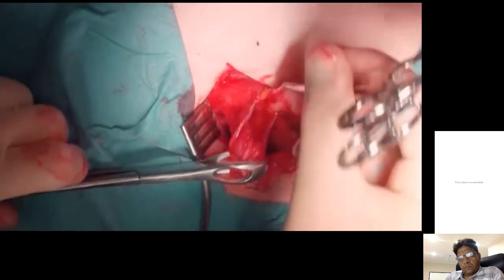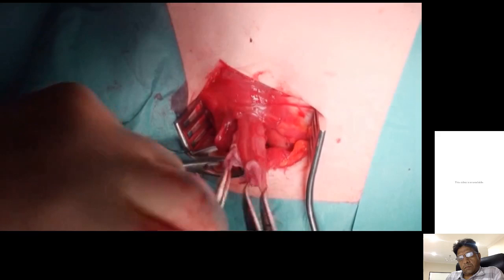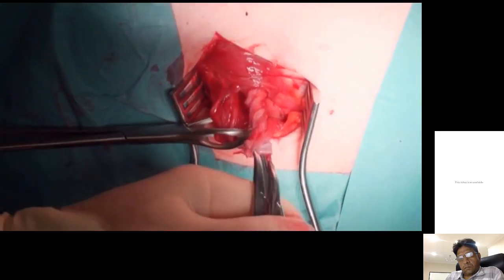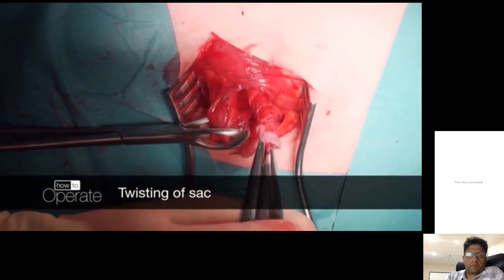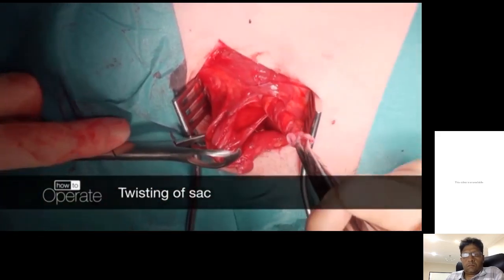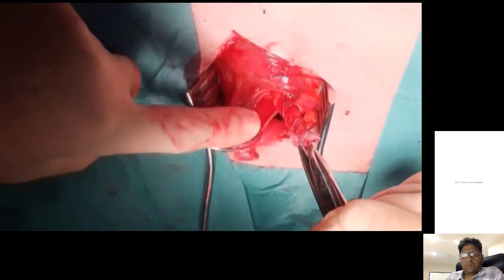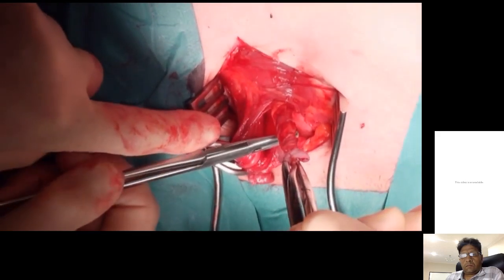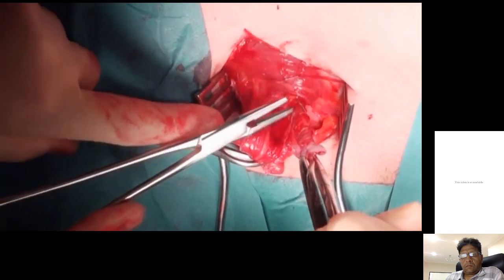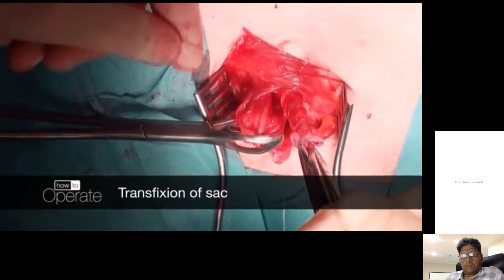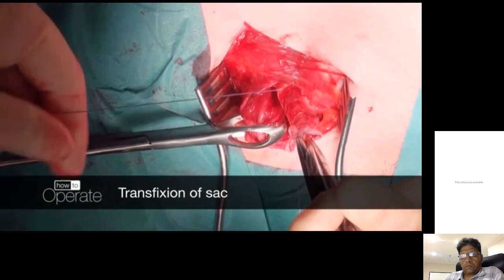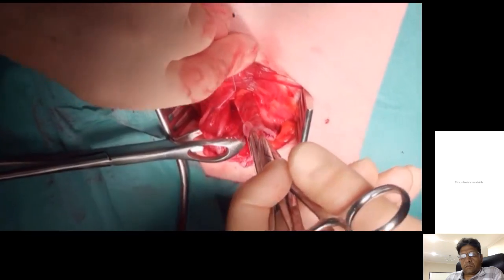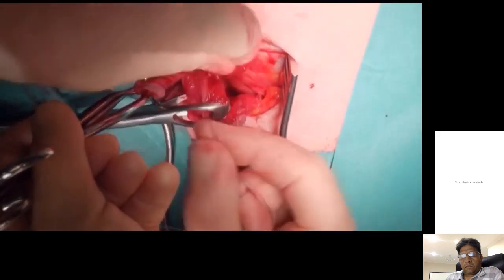So let's get rid of the sac. There's nothing in it. We'll twist it off because it makes it easier to transect. We've dissected the sac well away from the rest of the spermatic cord, and we'll transect it as low as possible. Don't try and just tie around it because the tie will slip off. You need to transect it. Transfix.